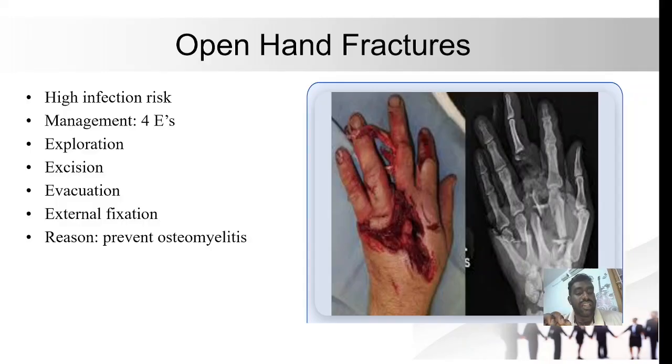excision of devitalized tissues, evacuation of contaminants, and external fixation if it is needed or unstable fracture occurs. The broad spectrum antibiotics must be started immediately. The goal is to prevent osteomyelitis and preserve the hand function as soon as possible.